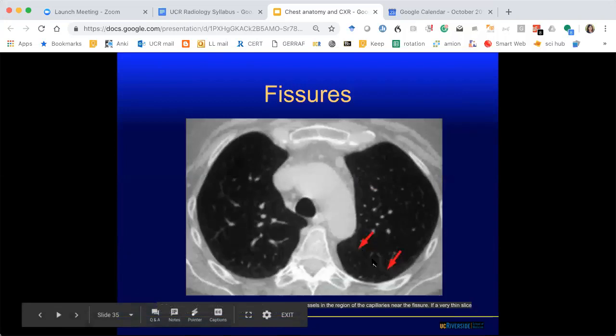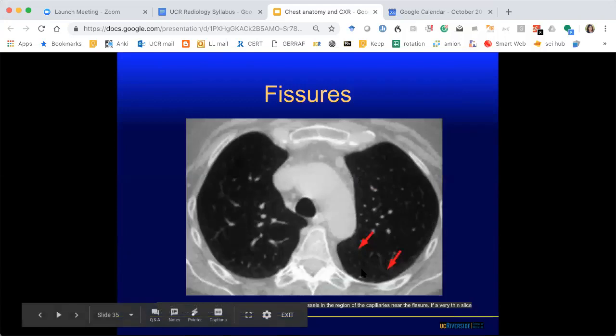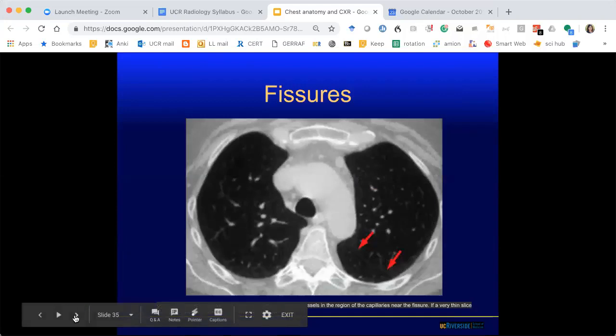answers. So on the left side, there's only one fissure. It's the major fissure that separates the upper from the lower lobe. The lingula is part of the left upper lobe. So we only have one fissure that separates. On the right side, we don't see the minor fissure. It's a little bit more inferior, but it's not currently in the field of view.